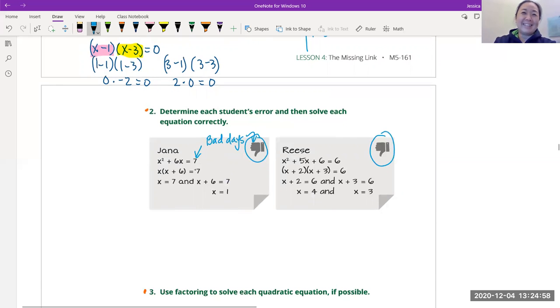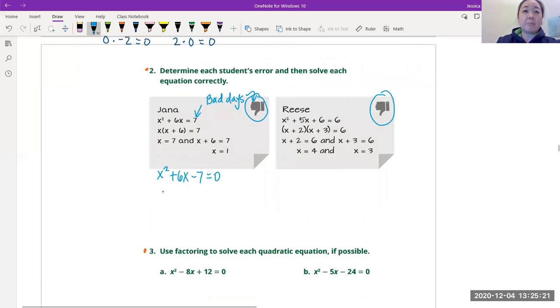Okay. All right, so how would you solve this? You got to get rid of that 7. Now you make it equal to 0. And how do we do that? To subtract it, right? So it should just be x squared plus 6x minus 7 is equal to 0. And now since it's equal to 0, now if we could factor the left-hand side, then we could use the zero product property and life will be good.